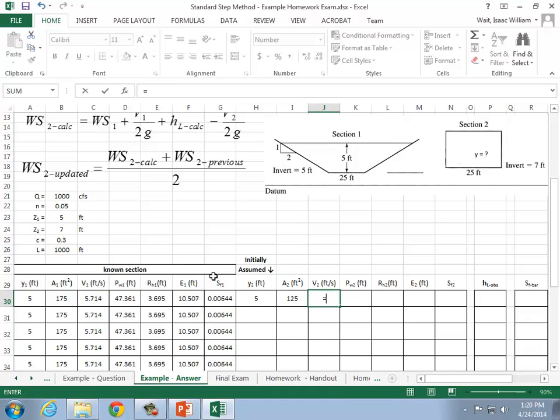The velocity will be the flow rate divided by the area. And I need to anchor the flow rate so that any reference up to there stays into the same cell. The wetted perimeter is going to be whatever the depth is times 2, since there are two sides of it, plus 25-foot width. So 25 plus 2 times the depth, whatever that might be, just referring to the cell location.